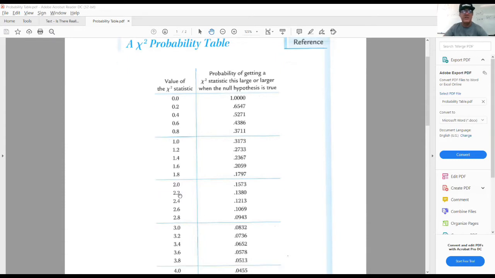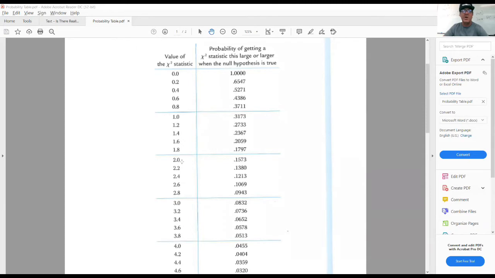Now take a look at the territory here. If you have a chi-square of 2, the probability that the null is true is only 15.73%. So that's a pretty low probability, okay? I would say with the null being only 15% true, that it's very likely that the hypothesis is true. Okay, so we're starting to use those qualifiers in terms of the likelihood that our hypothesis is true.